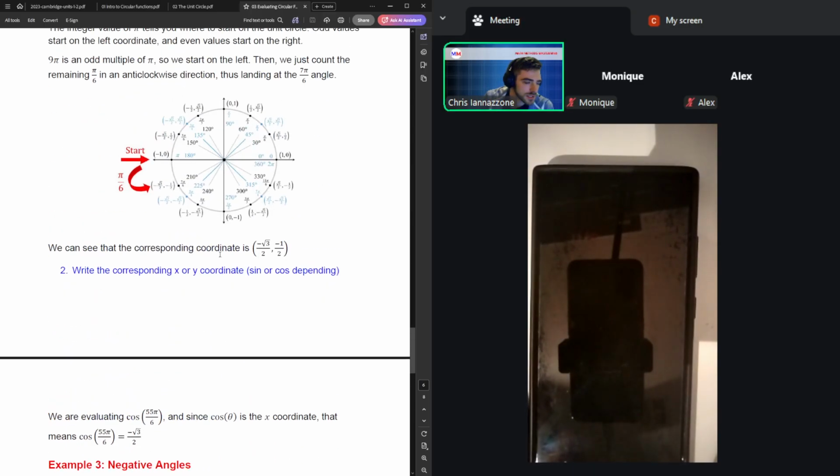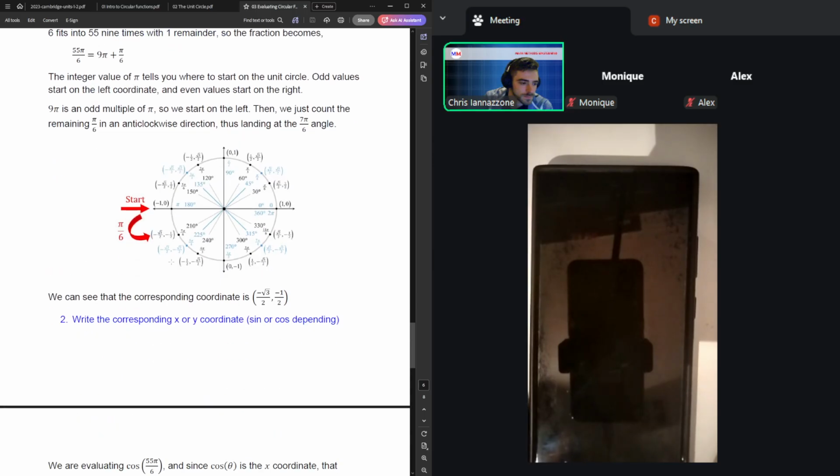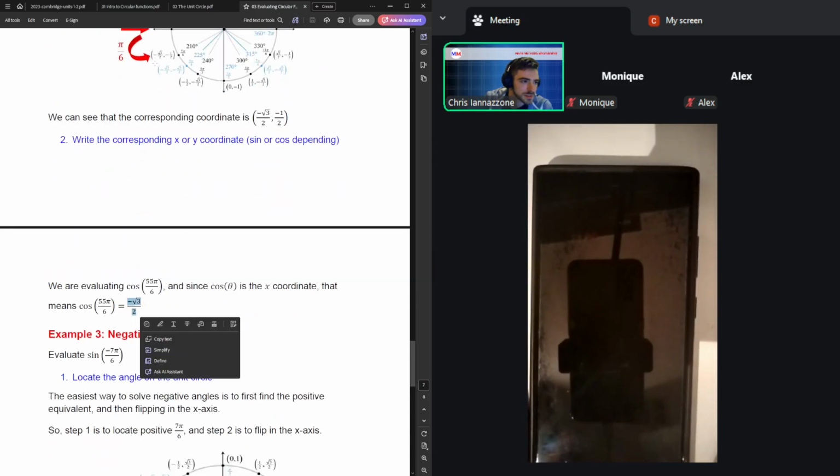Alrighty. And then for the evaluating, again, just wherever you left off, that is the spot, and so you give either the x or the y, which in this case being cos, you give the x. So final answer, negative root 3 on 2.